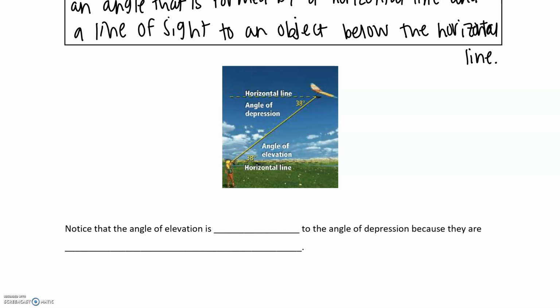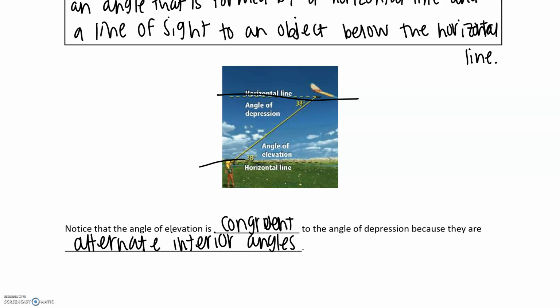So one thing I want you to notice is that the angle of elevation is congruent to the angle of depression because they are alternate interior angles. Remember, if we have two parallel lines and a transversal, those two angles are going to be congruent.